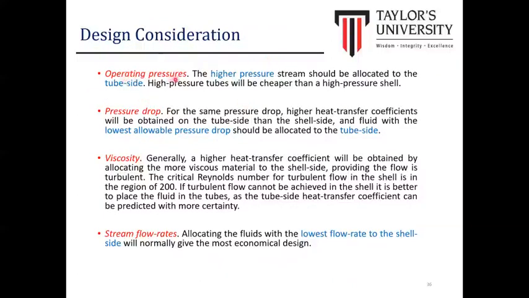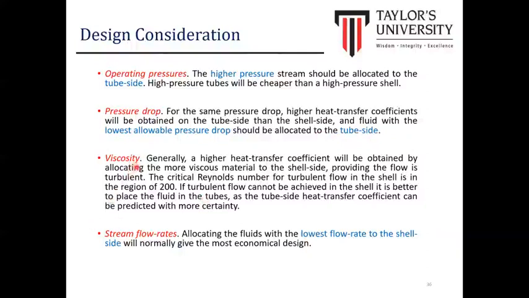And the next, the operating pressure. The higher pressure stream should be allocated to the tube side, because higher pressure tube will be cheaper than higher pressure shell. Okay, the pressure drop also affects the allocation of fluid. For the same pressure drop, higher heat transfer coefficient will be obtained on the tube side than the shell side. And the fluid with the lowest allowable pressure drop should be allocated to the tube side.